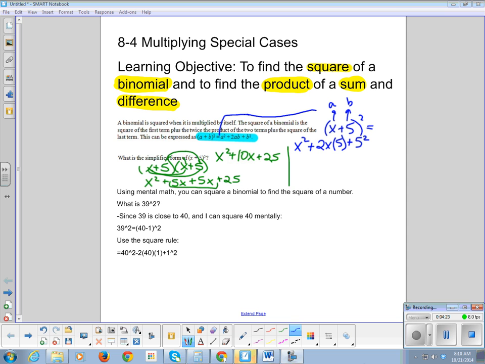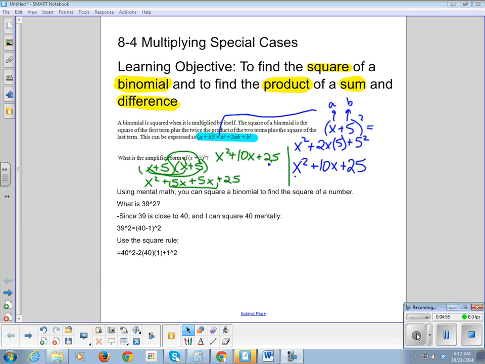So now I'm going to simplify it. x squared. 2 times 5 is 10. x doesn't have anybody to hang out with. And 5 squared is 25. If you look, samesies. Same answer, different process. We are trying to take the hard work out of FOIL.